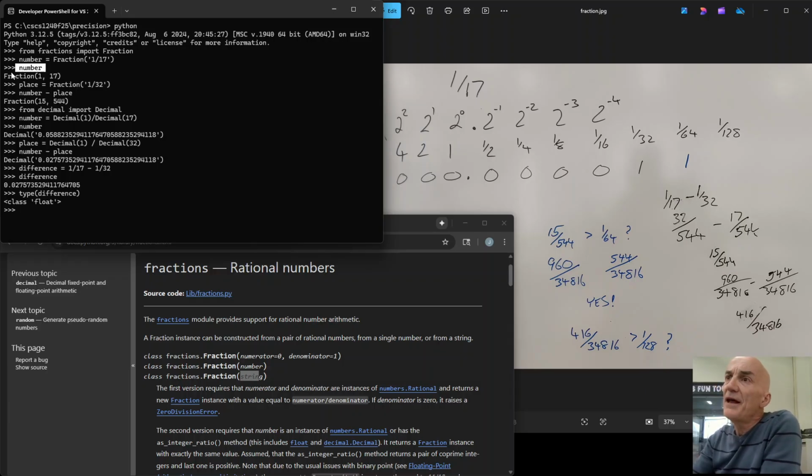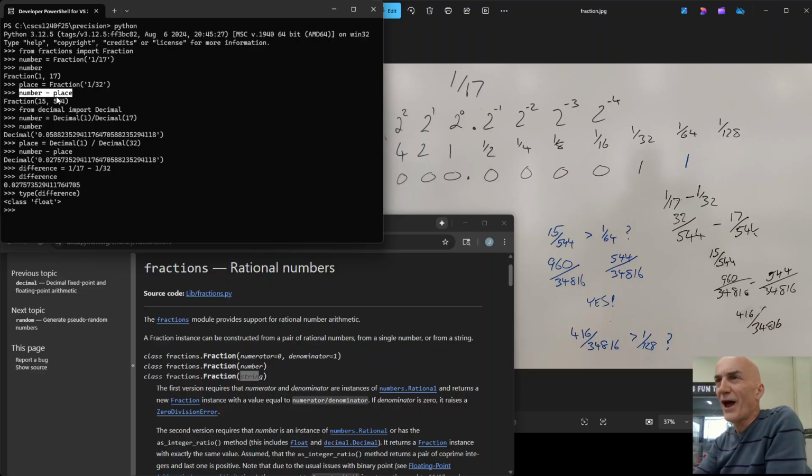Python says, I know what that is. That is a fraction object with a numerator of 1 and a denominator of 17. Great. So now I'm going to say place is defined as a fraction object with the value initialized to 1/32. Then I can say number minus place. And Python says, hey, I know what number is, I know what place is, and I know how to subtract them.